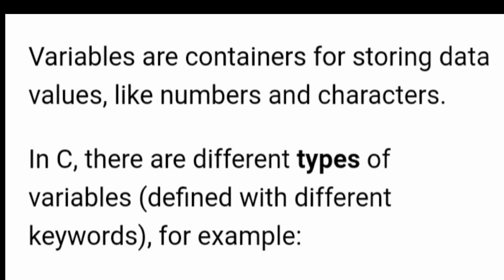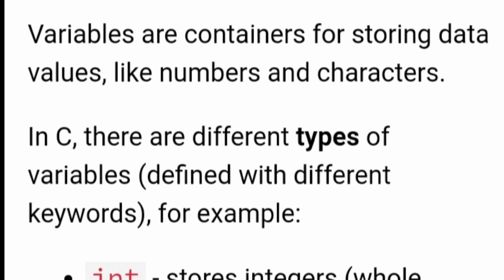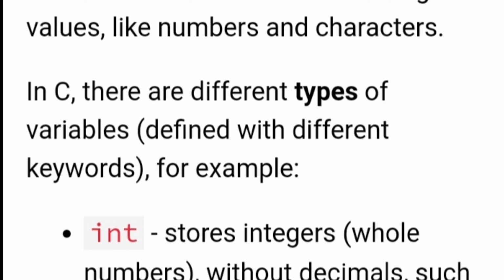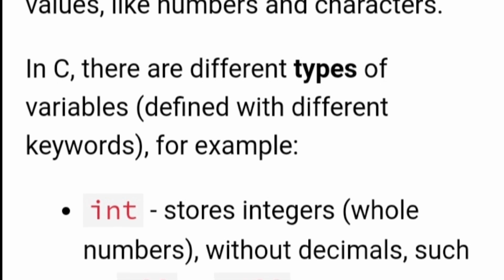Next, we see about variables in C. Variables are containers for storing data values like numbers and characters. In C, there are different types of variables defined with different keywords.